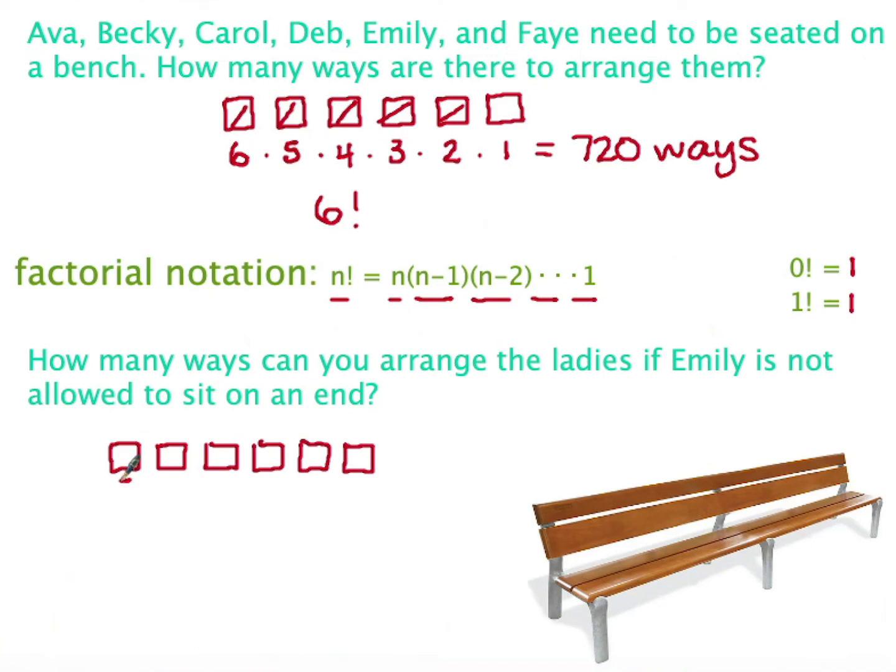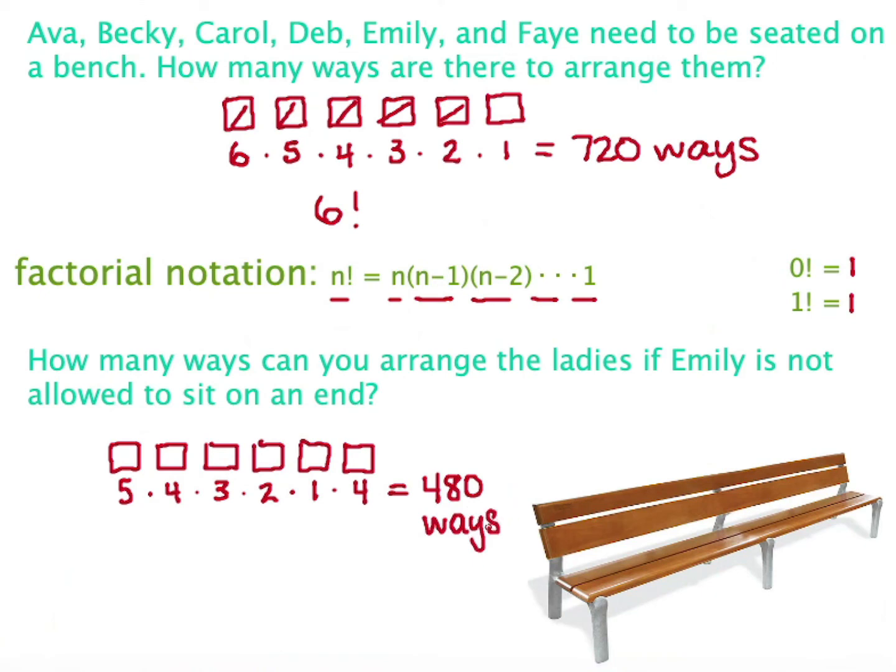For this first end spot, I can't use Emily, so I'd only have 5 choices for this end. And once I've used somebody on that end, I would only have 4 people left to fill that other end in. Now that I've got 2 people on the ends that are not Emily, now I can bring Emily back into the mix and I can decide who's going to sit in those middle 4 spots. Out of the 6 people, I would still have 4 left, so I could put 4 people here. Now that one's sitting, so I'd have 3 left, then 2 left, and finally I'd fill that one last. And that comes out to 480.